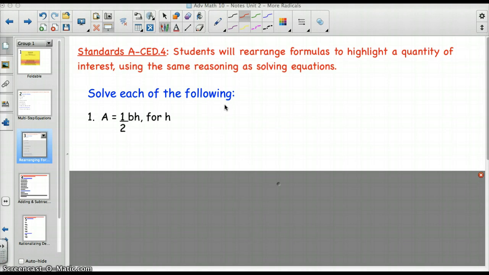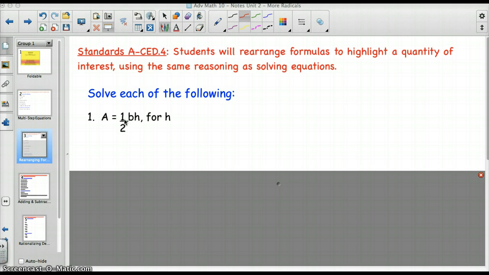We will be taking today's notes in the second section of the foldable, which is called Rearranging Formulas. The same properties that we did for solving equations and multi-step equations, but this time we're going to have more variables in the problem. So when the directions say solve each of the following for the specified variable, it's going to tell you on this problem that we have to solve it for h.